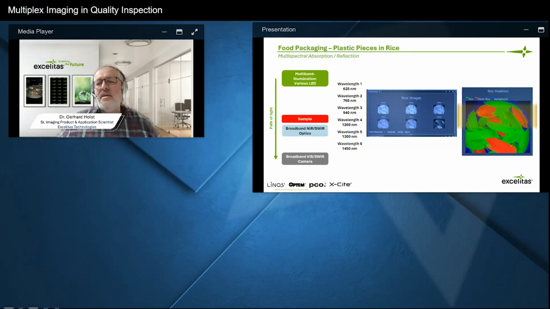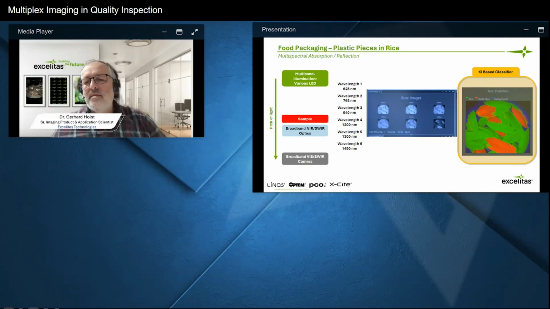And as you can see here, marked in red versus green, the red is the plastic, while the green one is the natural rice. This works quite nicely, and we've shown this on some of the exhibitions where we've shown these systems in the last time.